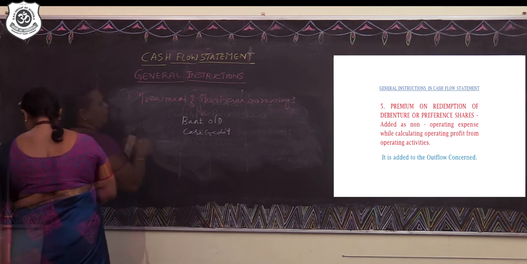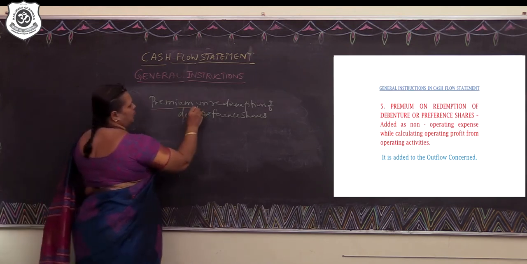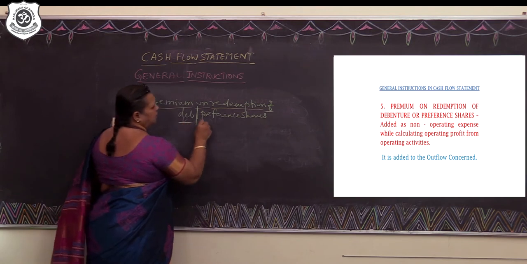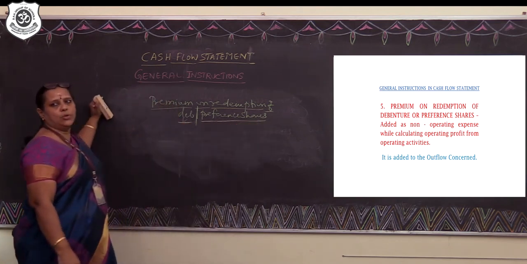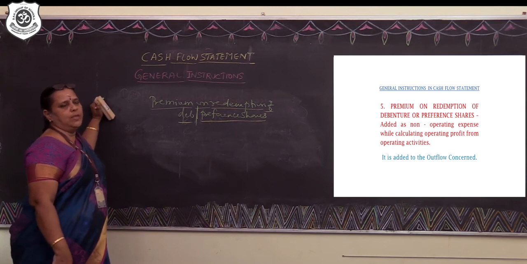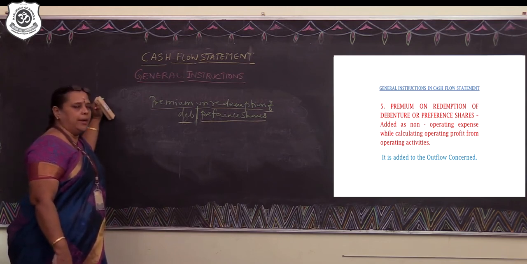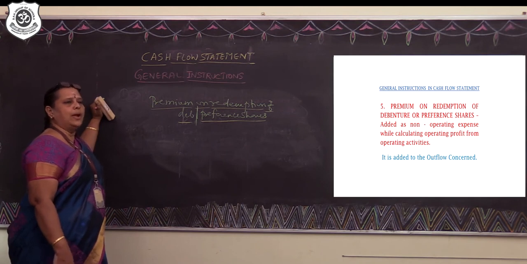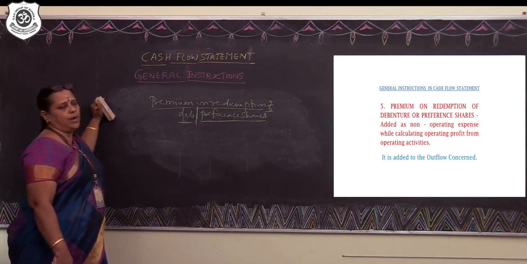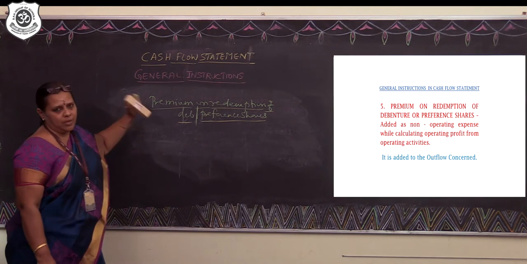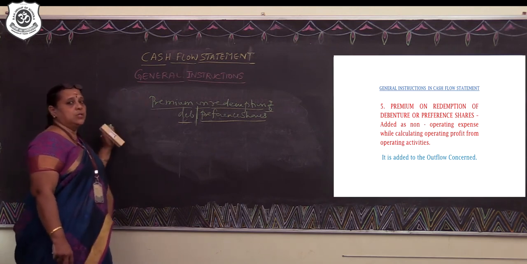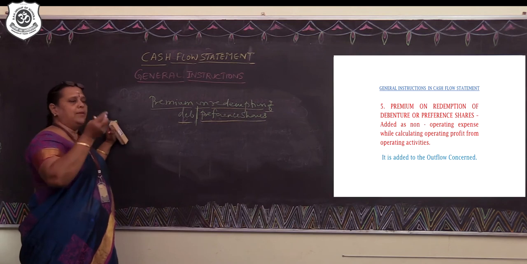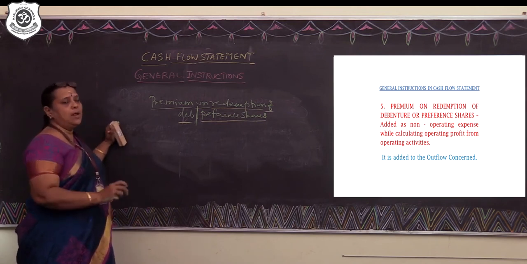The next is premium on redemption of debentures or preference shares. These are the additional funds which the company will have to pay to the debenture holders or to the preference shareholders when the debentures or preference shares are to be repaid. So, the company has committed to pay additional amount, extra amount over and above the face value at the time of redemption. Therefore, the company will make payment of premium on redemption along with the principal amount. Therefore, it cannot happen in isolation. Premium on redemption of debentures is not a separate payment. It is to be paid when debentures are redeemed or preference shares are redeemed.